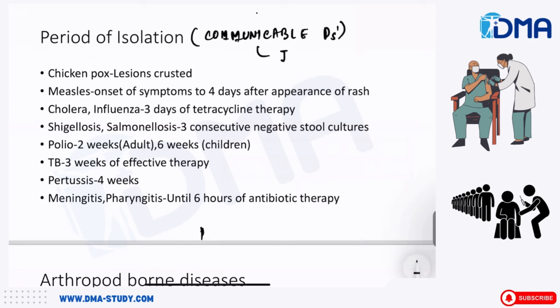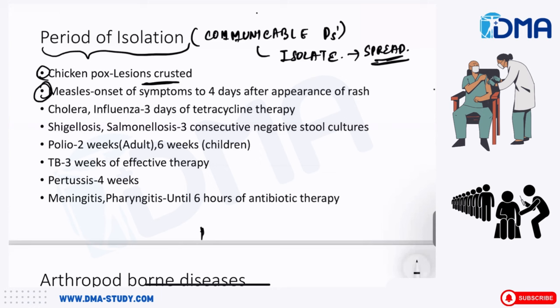You have to isolate the persons in case of communicable disease to prevent the spread. Obvious. So what you have to remember here: what are the periods of isolation for various conditions? You have to know it by heart. In chickenpox, till the lesions are crusted. In measles, onset of symptoms to 4 days after the appearance of rash.